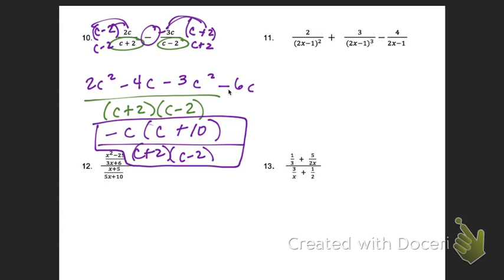Okay, what about number 11? Let's just start with what our common denominator is. It's going to be 2x minus 1 cubed. So the first fraction needs to get multiplied how many times? Once. The second fraction is good. The third fraction needs to get multiplied by it twice.